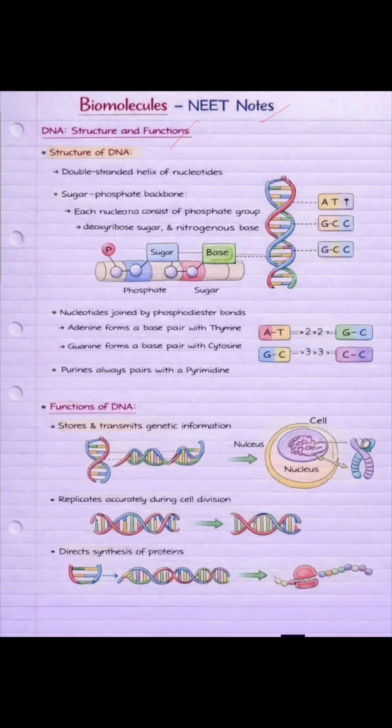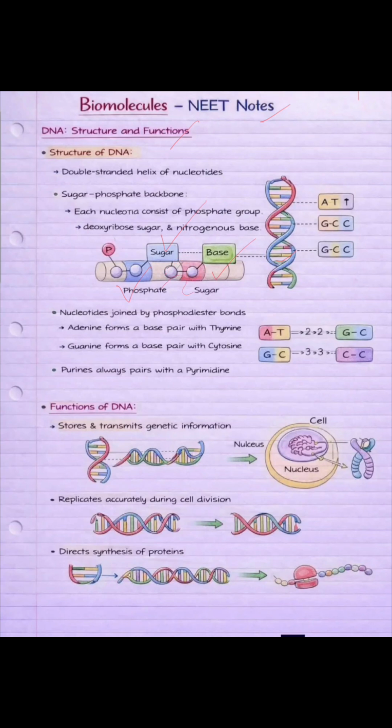Each strand is made up of many repeating units called nucleotides. These nucleotides consist of three components. First is the phosphate group, second is the sugar, that is deoxyribose sugar, and third is the nitrogenous base. These three make one nucleotide, and DNA is made up of repeating units of nucleotides.